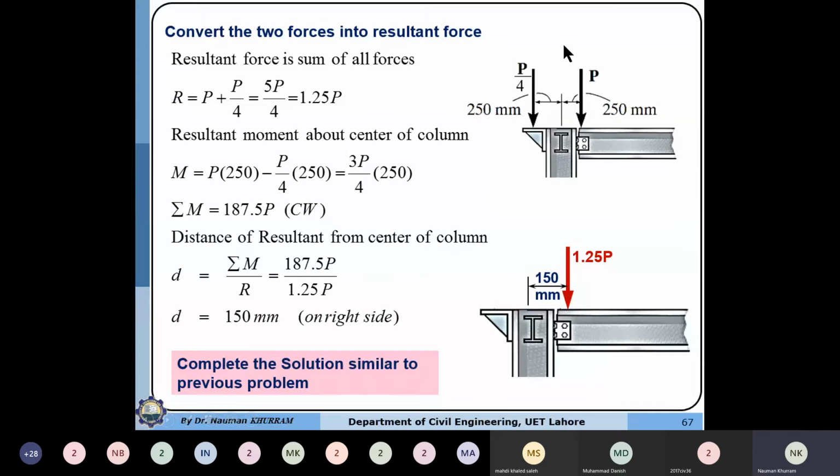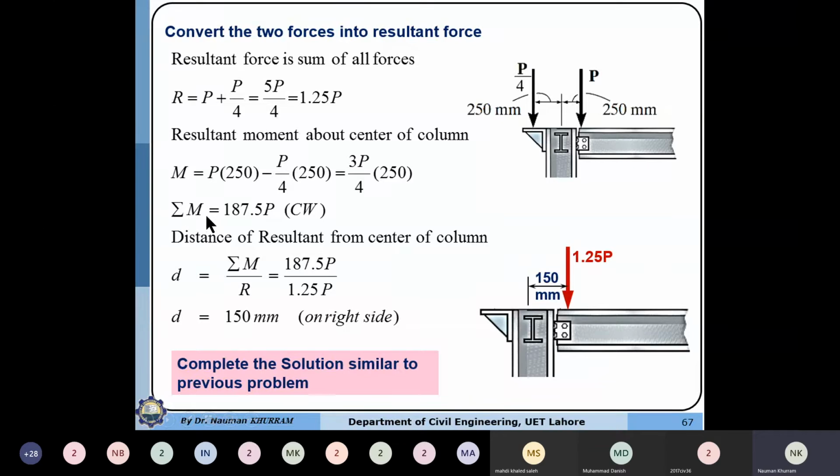So I'm taking the moment about the clockwise direction as positive. So P times 250 is the clockwise moment. P by 4 into 250 with a minus sign is the counterclockwise moment. So the net moment is this one. It means that the total resultant moment acting on this column is 187.5.